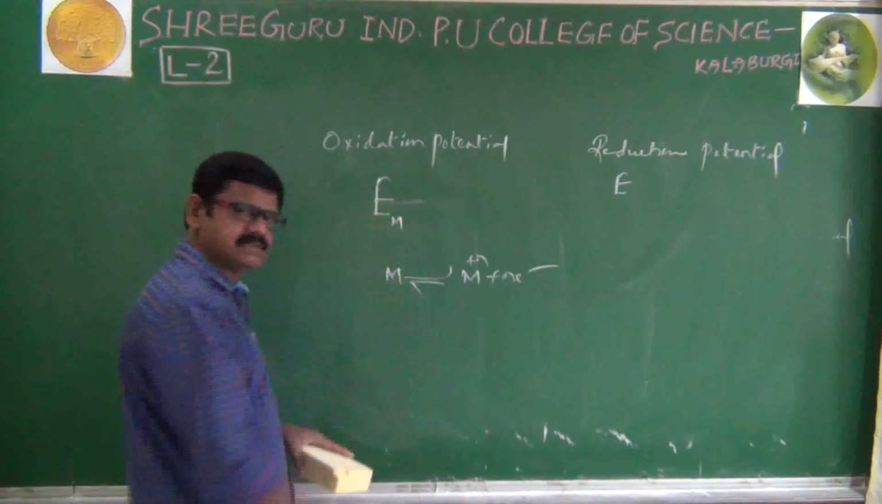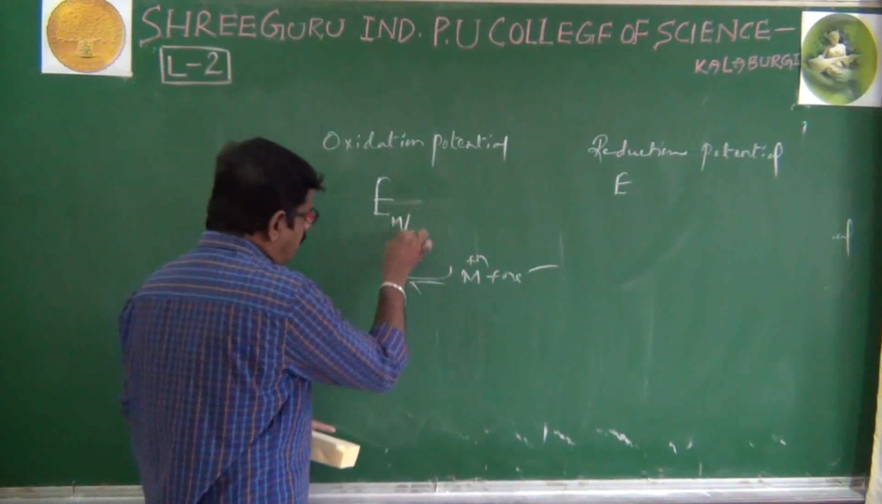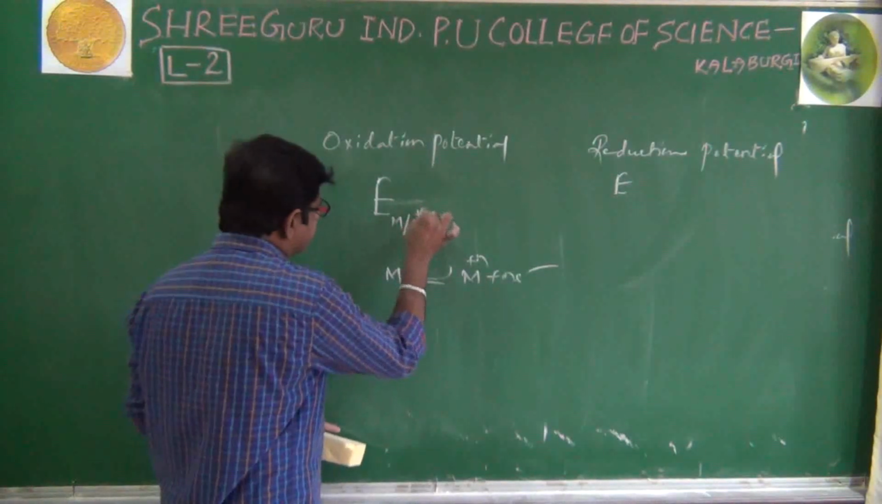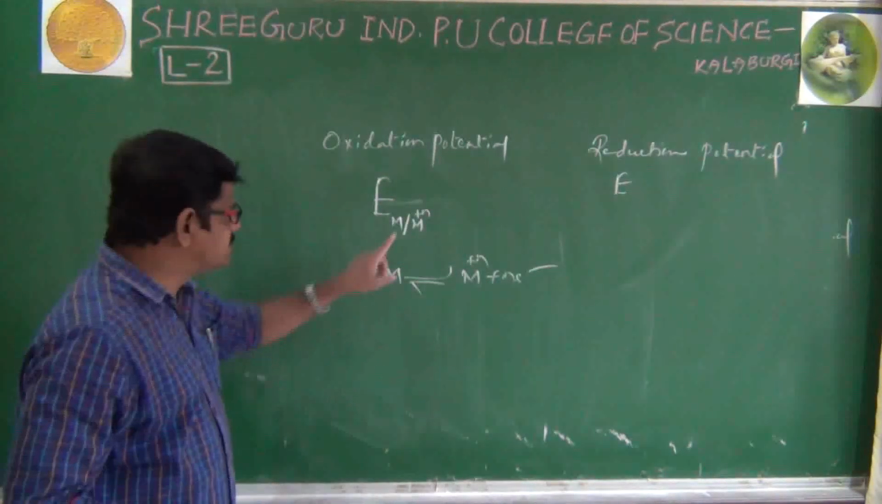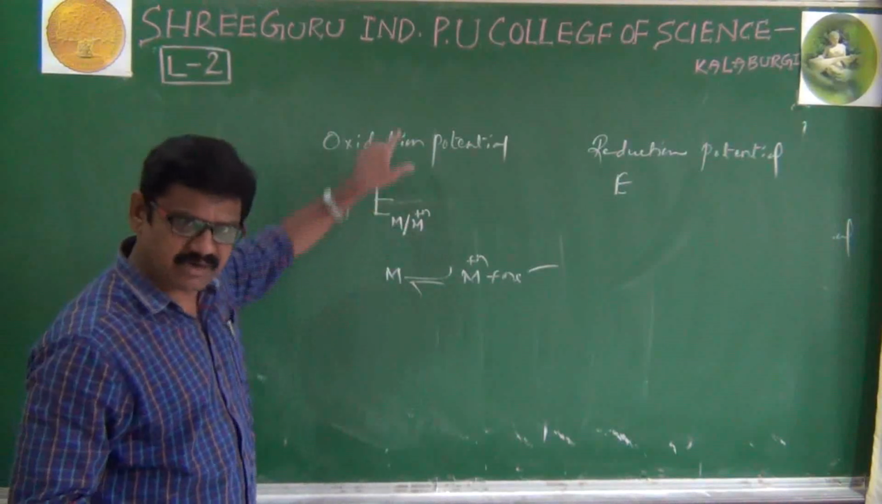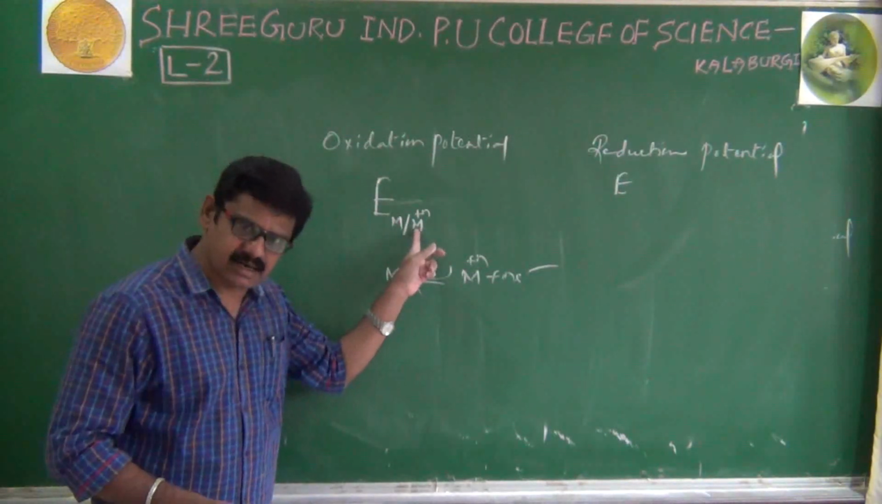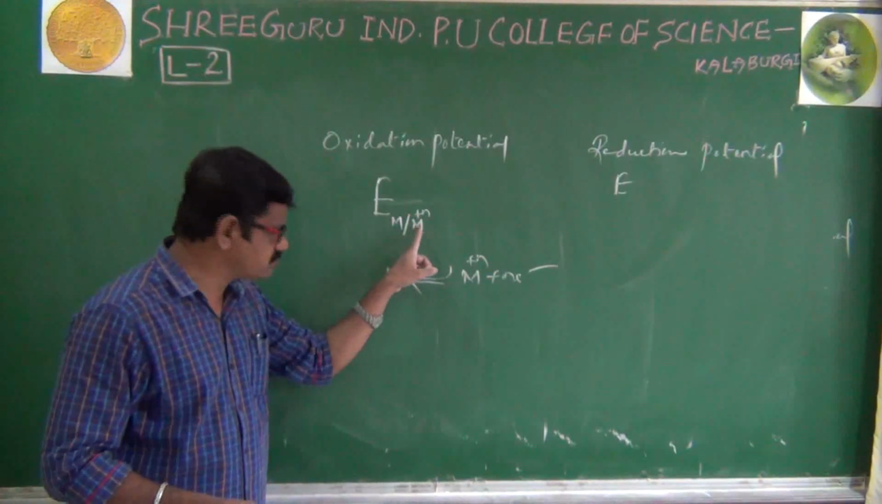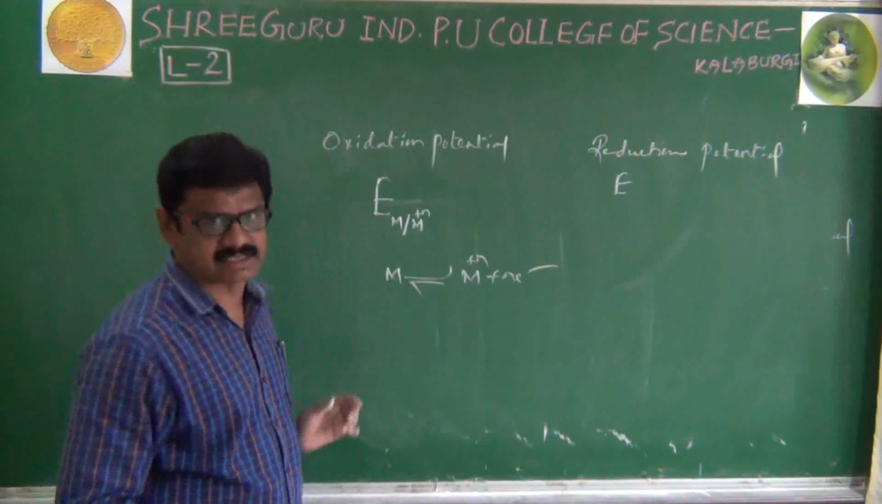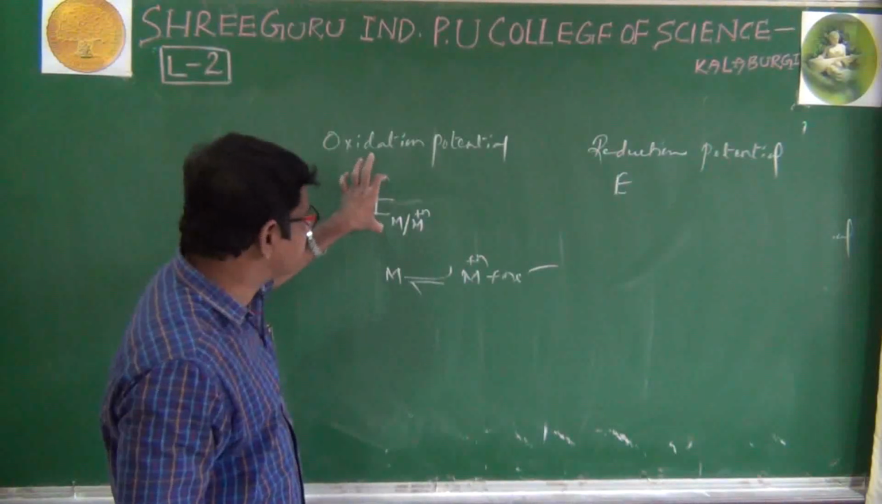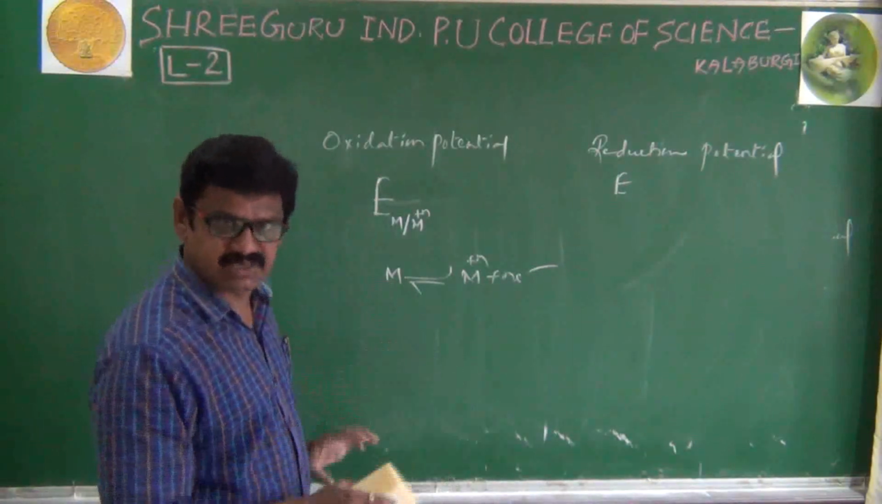here base, first we have to write M oblique M^n+. If you write like this, it is a symbolic representation of oxidation potential. Why? Because metal has converted to metal ion. Metal has converted to metal ion is nothing but oxidation taking place. That's why this is a symbol of particularly oxidation potential.